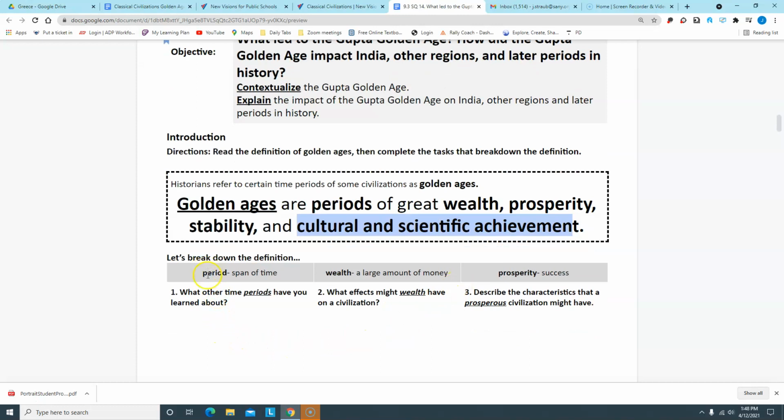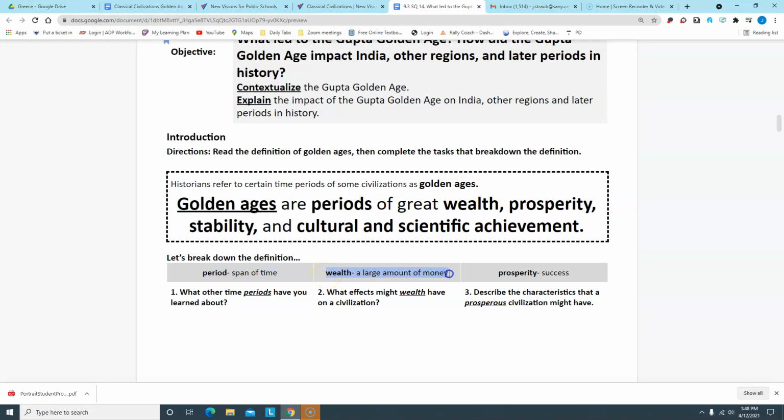So we're going to look at breaking down the definition of Golden Age real quick. A period is a span of time. All right. Already in this course, we've talked about different time periods. We started the course out with ancient civilizations. Okay, that was a time period that precedes the classical era, which we're talking about now.